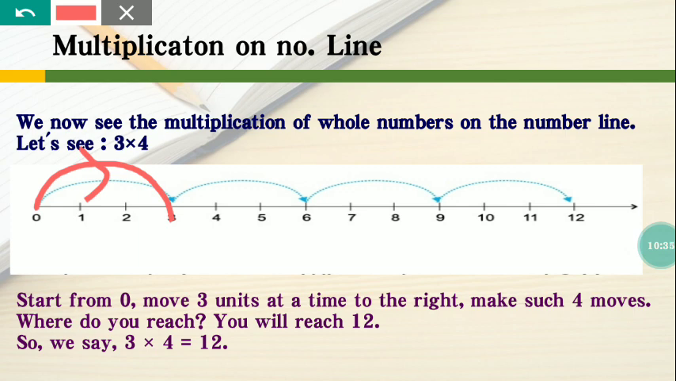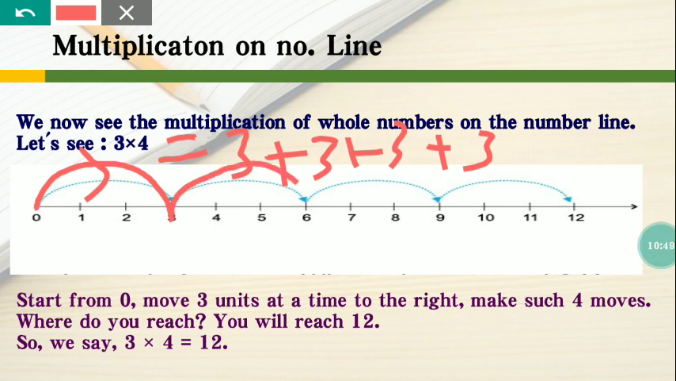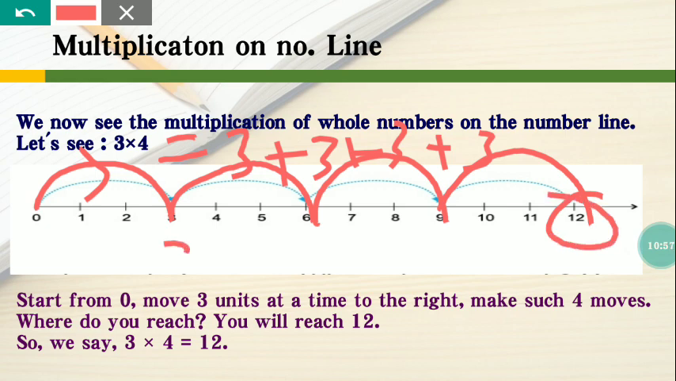Now make such 4 moves, because we multiply 3 into 4. It means 3 plus 3 plus 3 plus 3, 4 times. So we make such jumps 4 times. First jump is 0 to 3, second 3 to 6, next 6 to 9, and next 9 to 12. So you will get 12. So 3 into 4 is equal to 12.